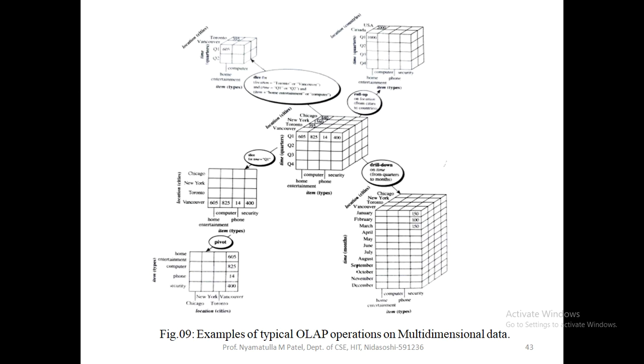Okay, so now dice operation. Now what we have done in a dice operation, only a part, only one location with respect to city, and only 2 quarters Q1 and Q2 I am taking, and I am taking the items home, entertainment and computer, whereas security and cell phones are eliminated. I am taking only 2 cities, Toronto and Vancouver, where I am excluding New York and Chicago. So out of these 4 quarters I am excluding Q3 and Q4, I am taking only Q1 and Q2. So I am taking home, entertainment and computer, I am excluding phone and security. So that is dice.